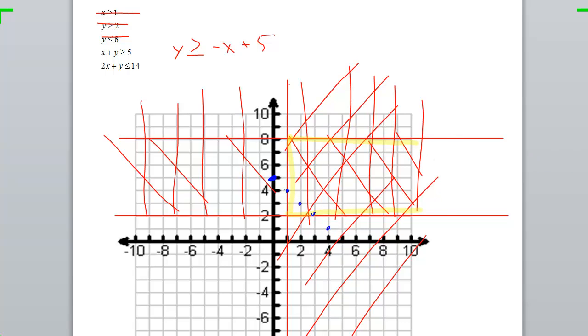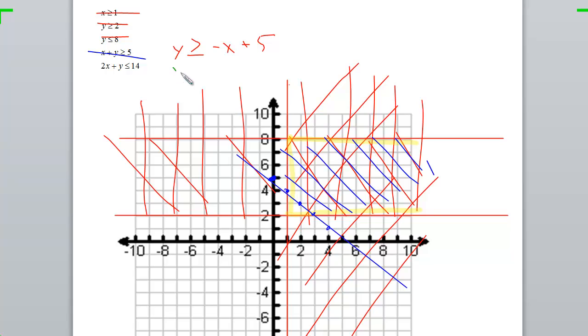This again is still equal to, so it's going to be a solid line. We are talking about values that are greater than, so that again is still all this within here. So we just cut off a little corner here. That is done, and then I've got, let me switch to green. 2x plus y is less than or equal to 14. Again, I'm going to solve for y.